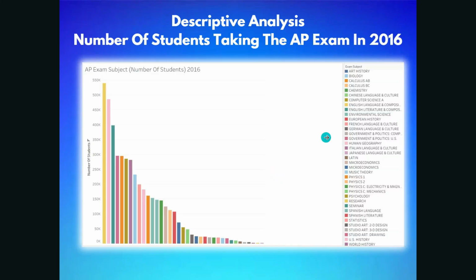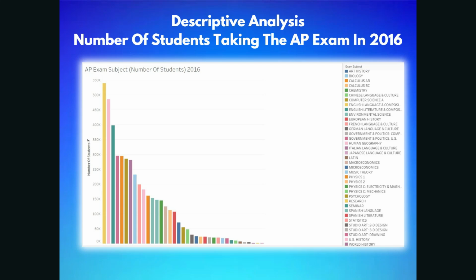First off, here's the descriptive analysis about the number of students taking the AP exam in 2016. You can see here I used Tableau to work with this. I created a bar chart which shows a distribution of all the students taking the AP exam in 2016. Each color represents the exam subject that they took. For example, we see that English Language and Composition have the highest number, and then AP US History is second most popular.